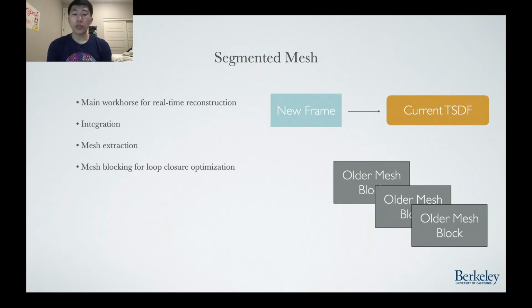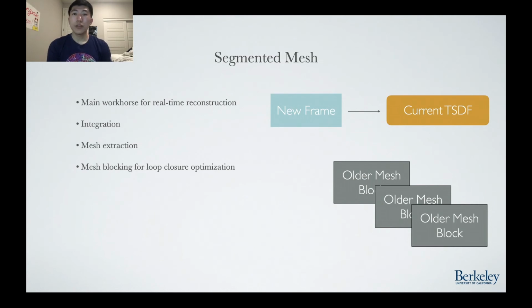The main workhorse for OpenARK real-time 3D reconstruction is the segmented mesh object. It handles all the functions required for reconstruction: integration of new frames, extracting the current mesh, and performing the mesh blocking algorithm described in earlier slides. Integration of new frames is implemented using the voxel hashing algorithm powered by Open3D. It is run on the CPU and sped up using parallelization provided through OpenMP.